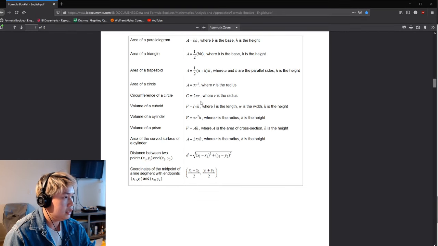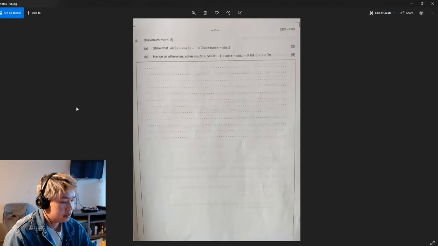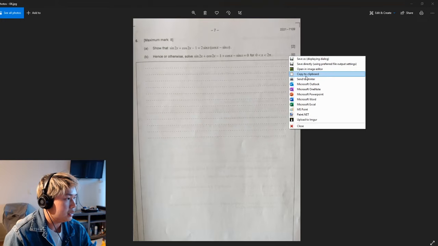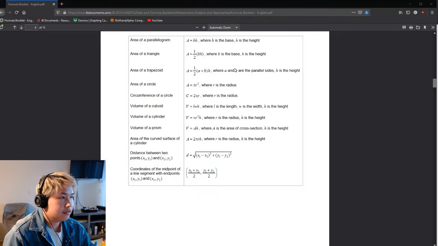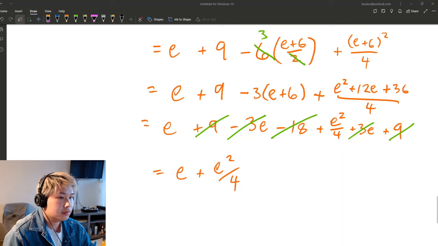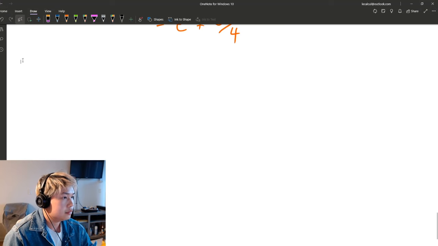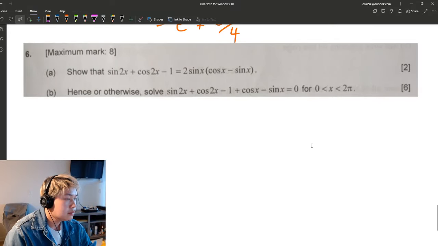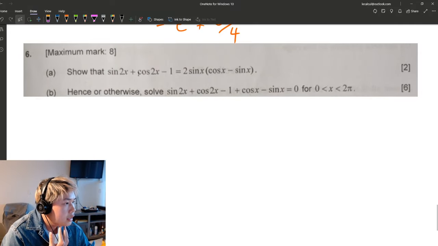Oh, that's the formula sheet. Where are my questions? Okay. Looks like solving trig equations, probably need to use identities for this. Okay, show this is gonna become this. Okay. Looks easy enough.